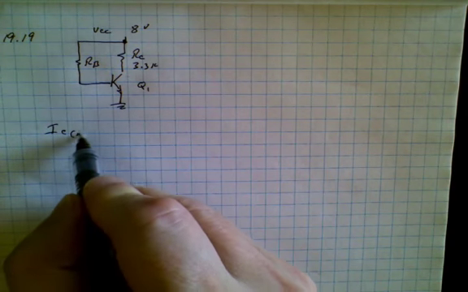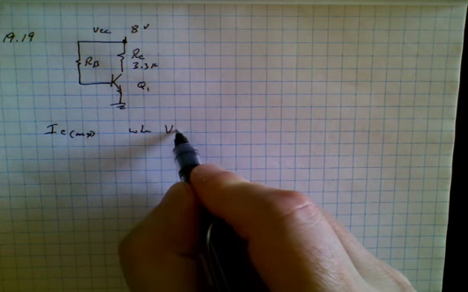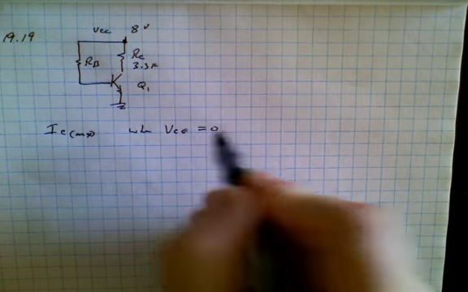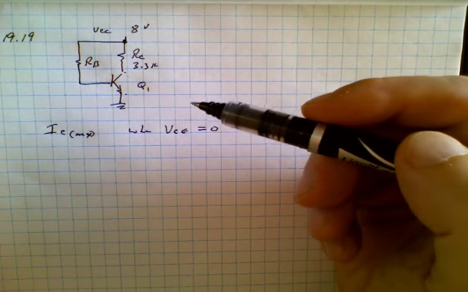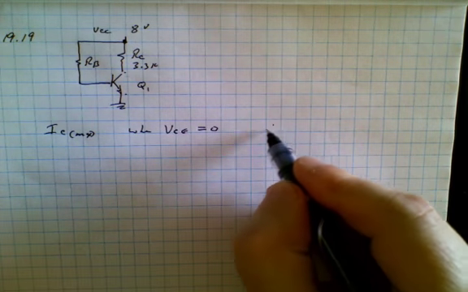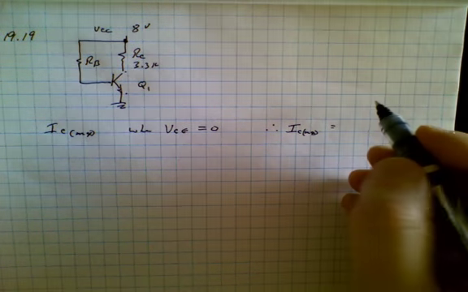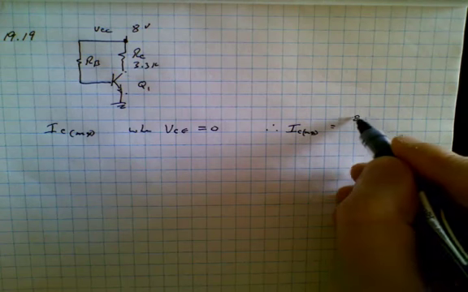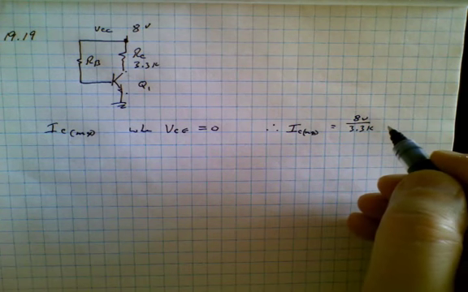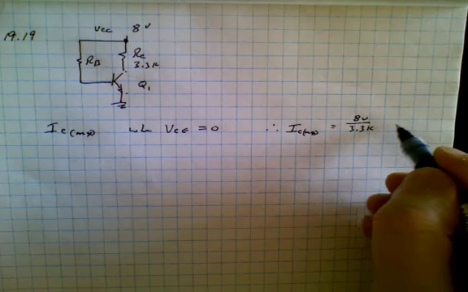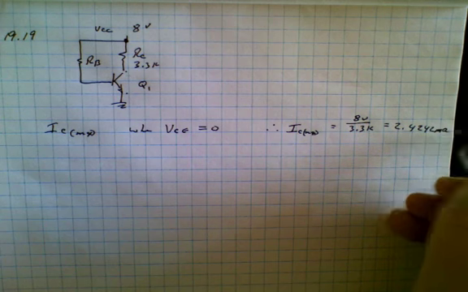IC maximum. And this occurs when voltage collector to emitter is equal to 0. Now, if the voltage from here to here is equal to 0, that means that the transistor is fully saturated or fully on, then IC max is equal to 8 volts divided by 3.3K, and that equals 2.4242 milliamps.